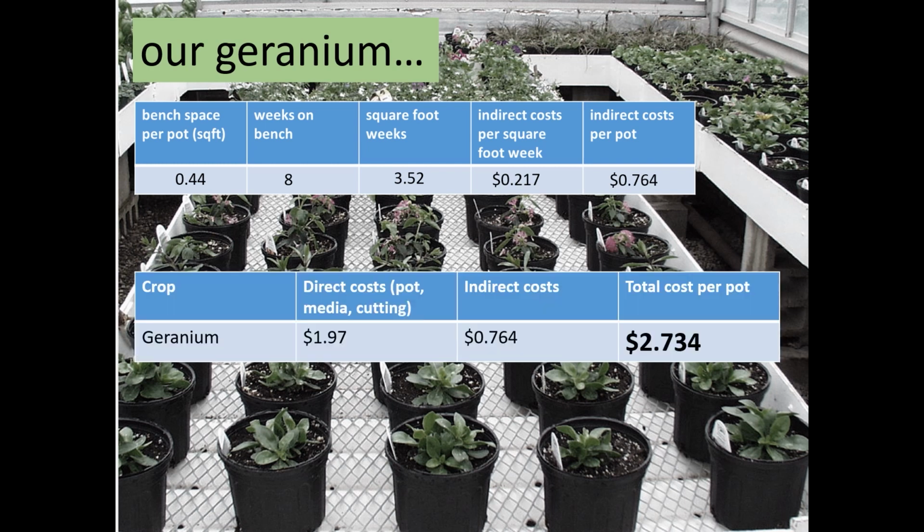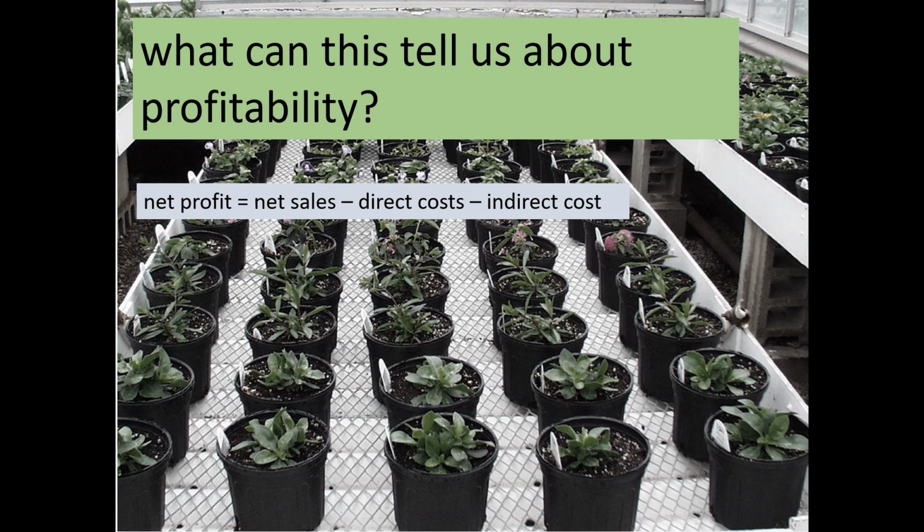So now we take that geranium, our direct costs, we already added up pot, media, cutting, were $1.97. Our indirect costs we just calculated based on square foot weeks, and we end up with our total cost per pot. So what does that tell us about profitability, right? So now we're kind of getting closer to knowing something about sale price and knowing something about profitability.